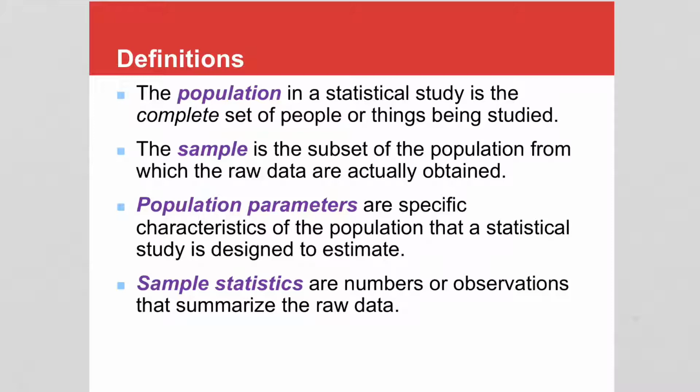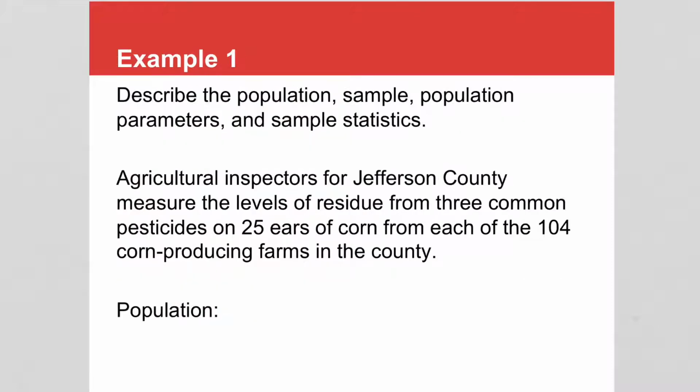Population parameters are specific characteristics of the population that a statistical study is designed to estimate. And the sample statistics are numbers or observations that summarize the raw data. Example 1 says, describe the population, sample, population parameters, and sample statistics. Agricultural inspectors for Jefferson County measured the levels of residue from 3 common pesticides on 25 ears of corn from each of the 104 corn-producing farms in the county.